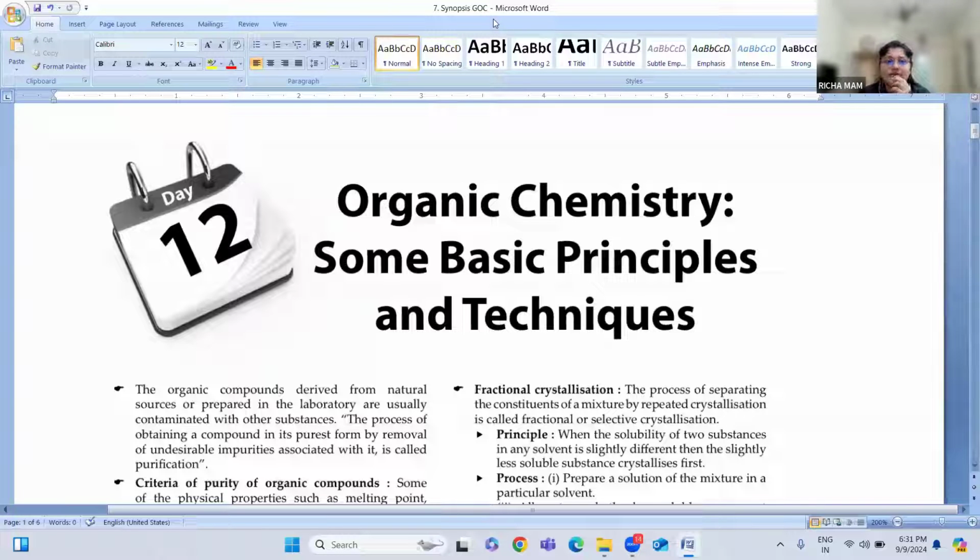This is your 12th chapter in your textbook, and the first chapter of organic chemistry, where you are learning the basics of organic chemistry. Different techniques, different principles. The basics, whatever we are going to study, the complete organic chemistry, because organic chemistry will be a continuation for your second year also. So for that, this is the base.